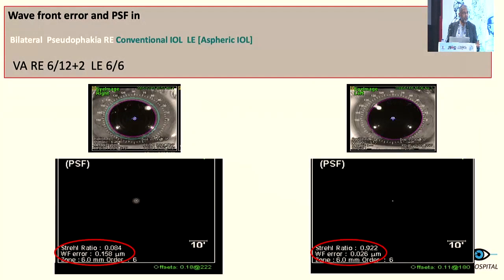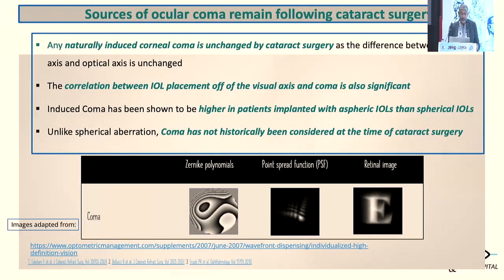These are the two eyes of the same patient. In one eye is an aspheric IOL, in the other eye a spherical IOL. You can see the point spread function with the aspheric IOL, and the Strehl ratio is very close to 1. So addressing the spherical aberration improves the quality of vision. But again, after cataract surgery, the causes of coma aberration still remain in the eye.